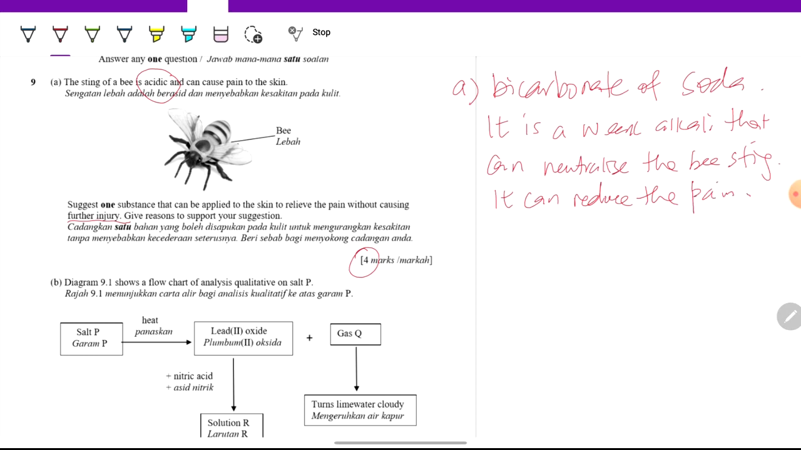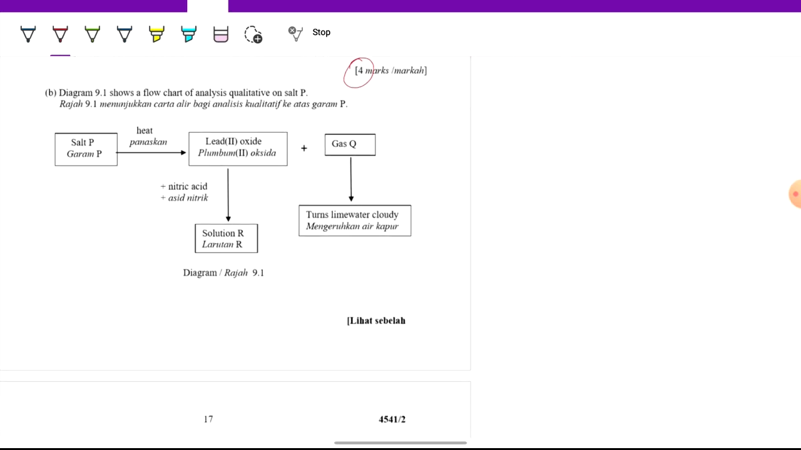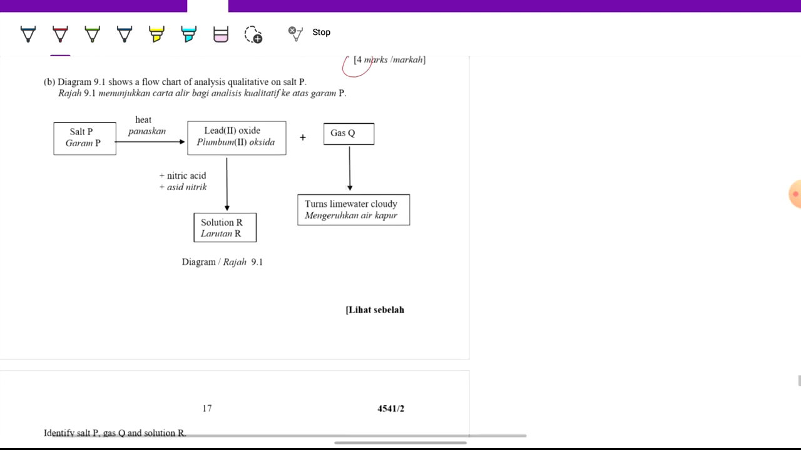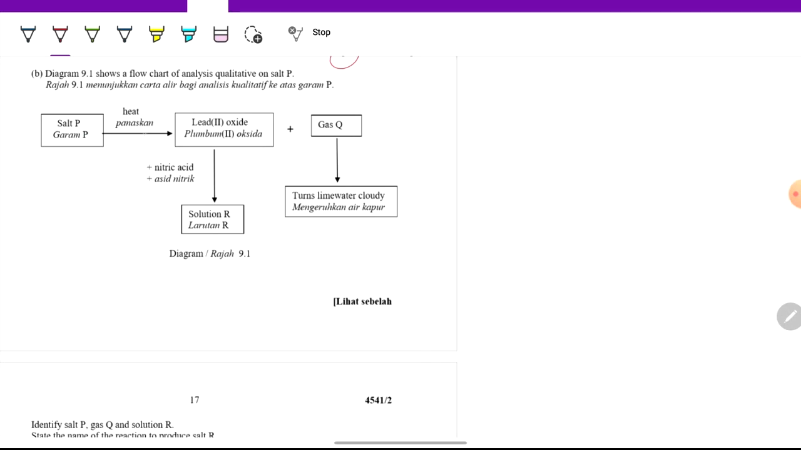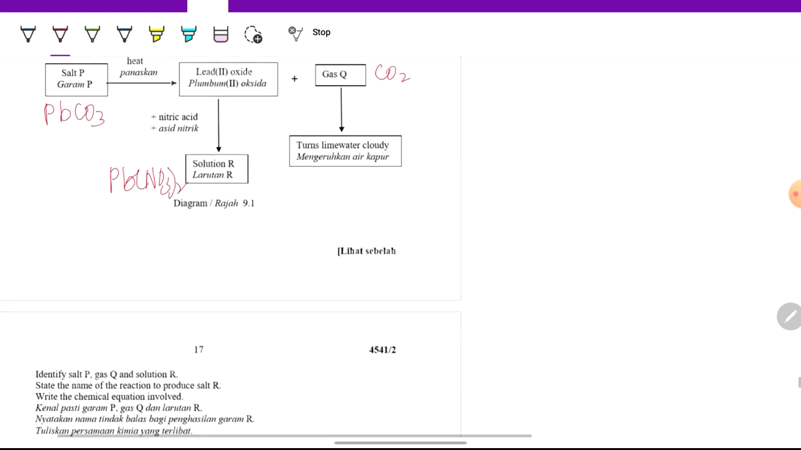Next, B. The diagram shows a flowchart of qualitative analysis of salt P. Salt P, if you heat it, forms a metal oxide and gas Q. Gas Q turns lime water cloudy, so we know that this is carbon dioxide. Metal oxide means that salt P will be a metal carbonate. The metal oxide with nitric acid forms a solution R, so solution R will be a metal nitrate. I think we can answer the question already.